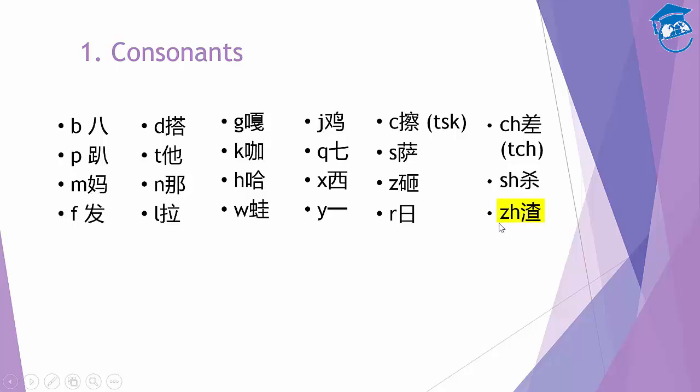This one is the zh sound, which may sound a bit similar to the z sound, but there's a difference. This is z, this is zh. When this is combined with the a sound, this is zha. So these are all the components which will go into component 1.